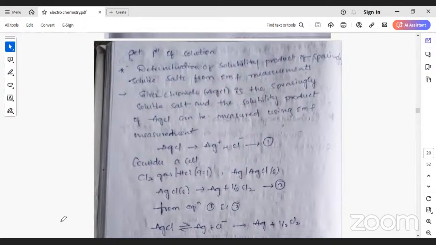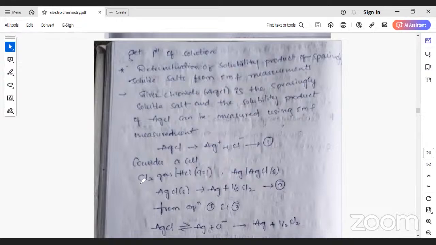Sparingly soluble salts are those which are partially converted into the ions, not completely converted into the ions. For example, silver chloride. That silver chloride will be converted to silver plus and Cl minus. A very small amount of silver chloride is converted to silver plus and Cl minus.